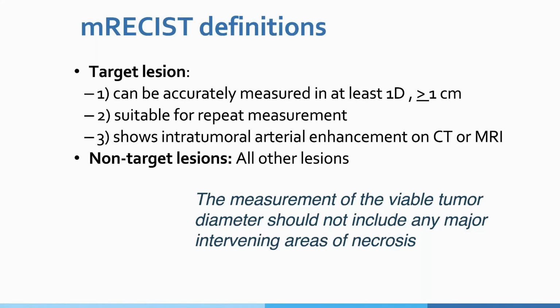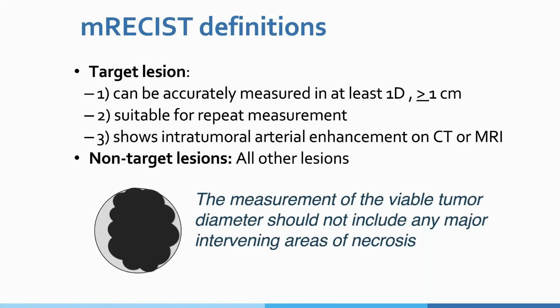Non-target lesions include all other lesions. And the proposal by modified RECIST was not to measure the entire tumor, but just to measure the diameter of the largest enhancing component, avoiding intervening areas of necrosis. So if the lesion is heterogeneously necrotic, just pick the single largest area that's enhancing on the arterial phase to measure.